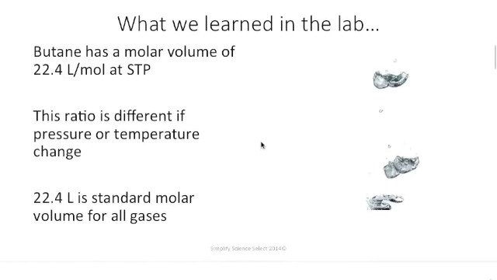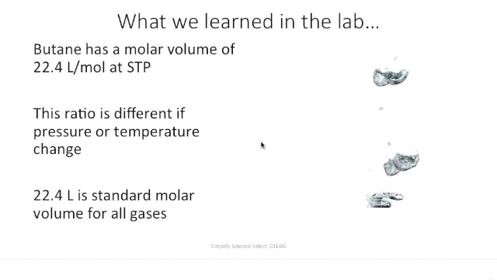Now, in the lab, what we should have learned was that butane has a molar volume of 22.4 liters at STP, so at standard temperature and pressure. This ratio is different if pressure or temperature change. So 22.4 liters per mole is always going to be our relationship if it's at STP. If we change one of the variables, then that number will change.